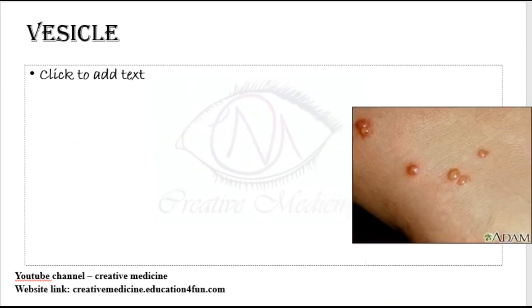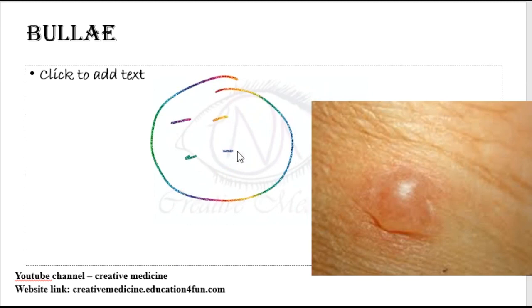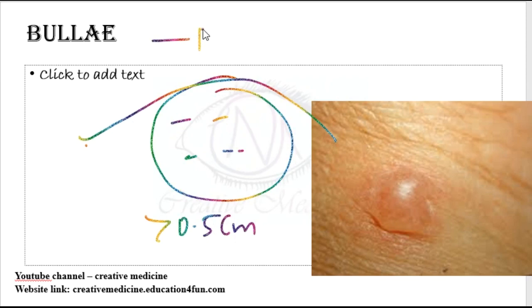Vesicle. Vesicle is a fluid filled lesion less than 0.5 centimeters. Bullae. Bullae are fluid filled lesions more than 0.5 centimeters. These bullae are seen in autoimmune blistering disorders and herpetic infections.